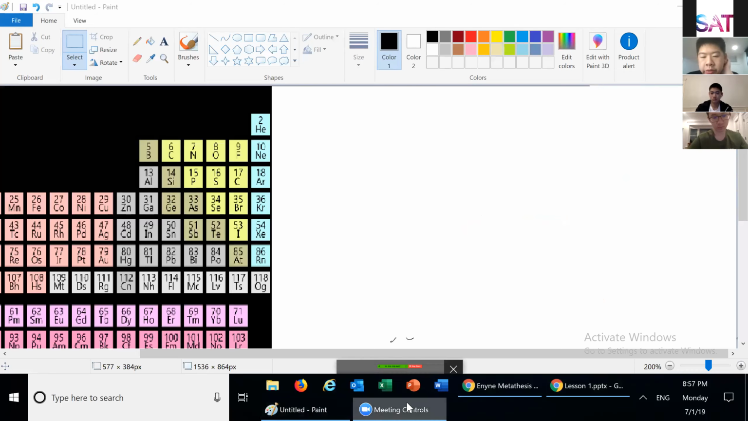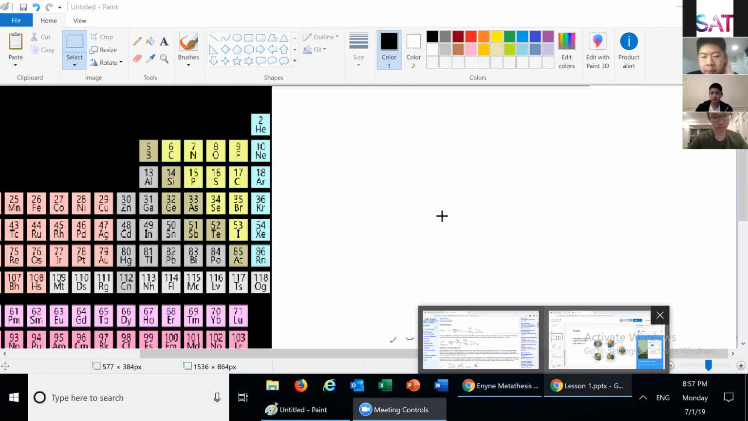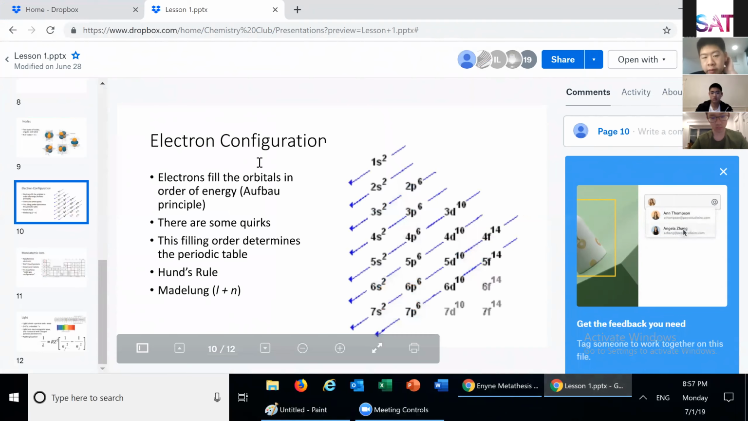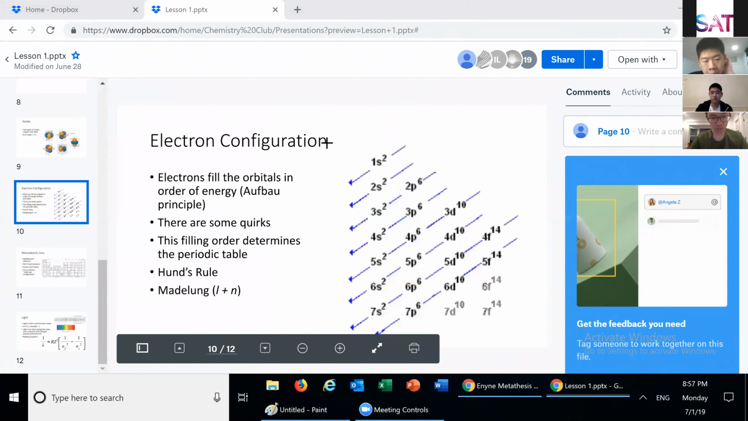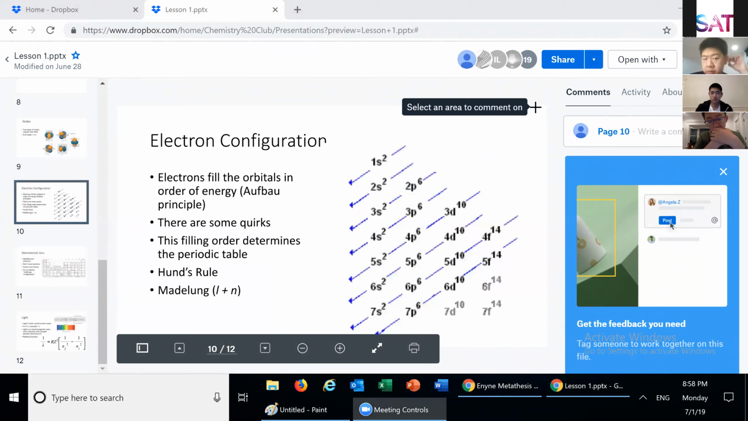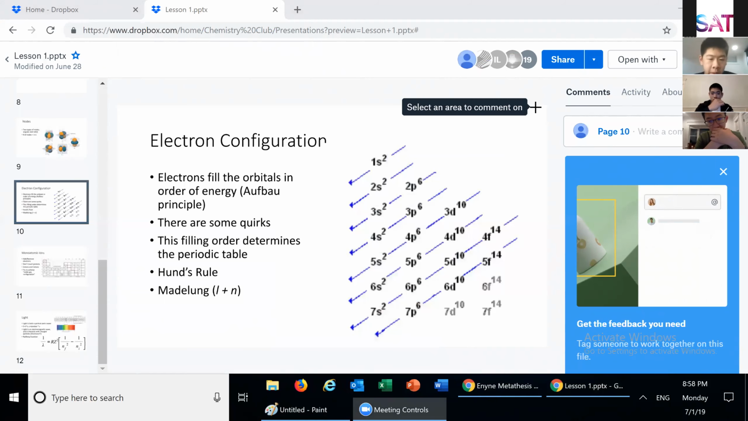Now we can move on to really the main point of this lecture: electron configuration. So we have all these orbitals, right? But now we need to fill them, because like I said, we can only have so many electrons in one orbital. So the electrons fill these orbitals in order of energy, which we call the Aufbau principle.